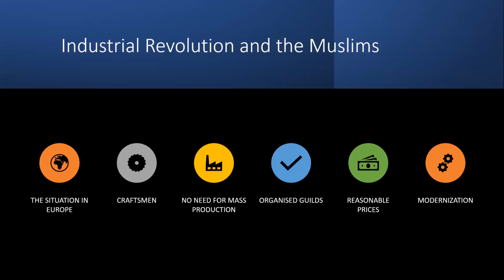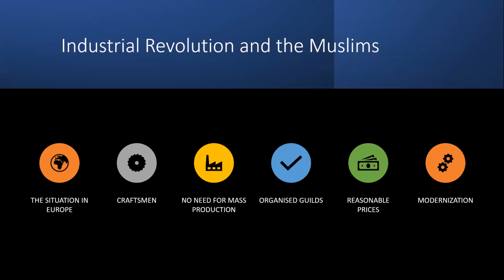So now let's move on to our next topic. I want you guys to have this understanding of what was happening. It is really important, because understanding the Industrial Revolution and its effect on Muslims' life will lead us to understand more how the Ottoman Empire fell.